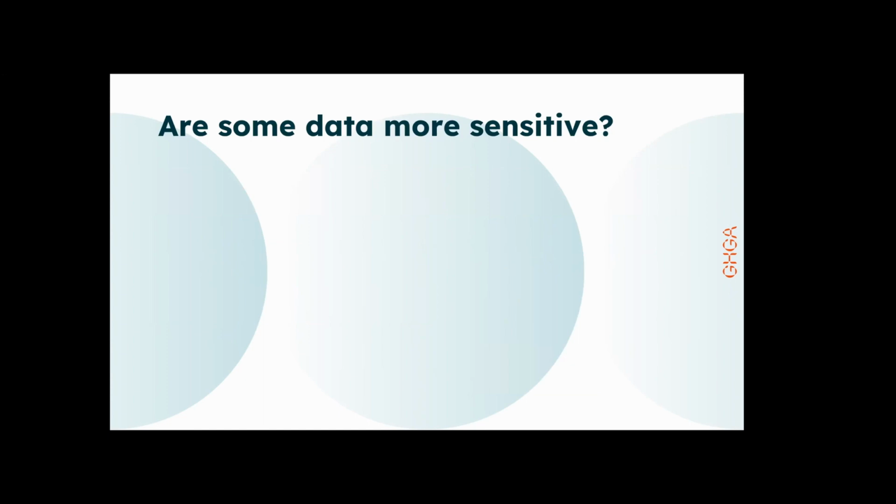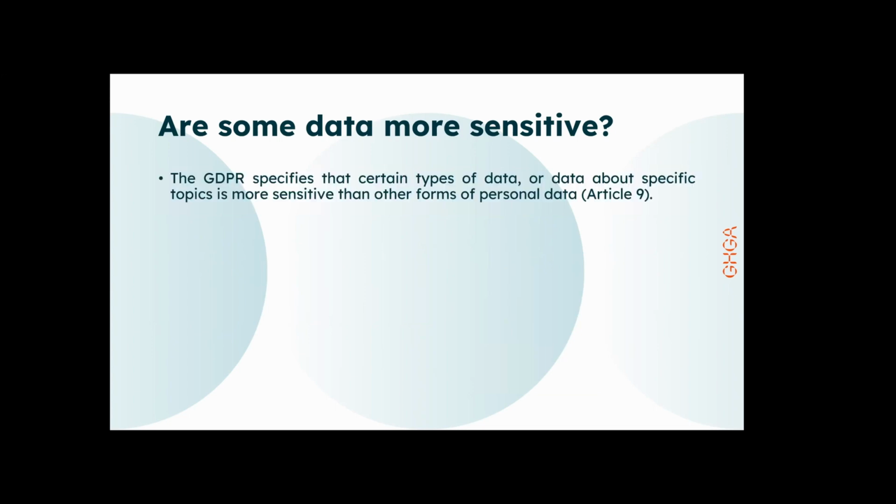Now we've mentioned really personal data, but I think we can perhaps think that there are some data which are going to be more sensitive to us than other bits of personal data. And the GDPR takes this into account. And so it actually specifies that certain types of data or data about certain topics is more sensitive than other forms of personal data. And this is set out in Article 9 of the GDPR.